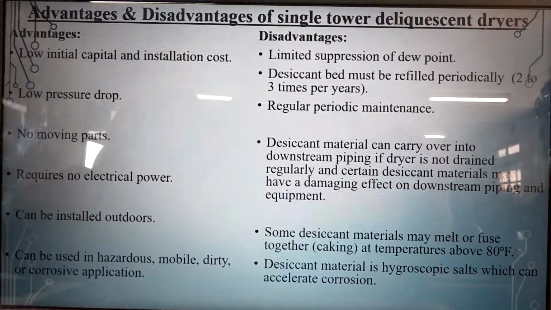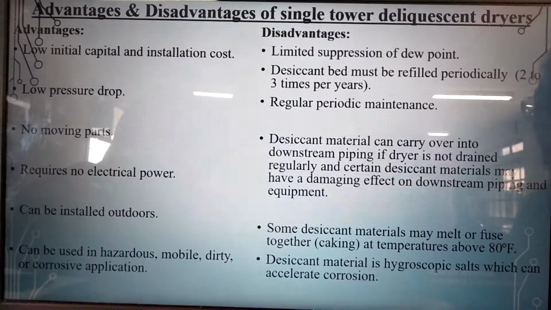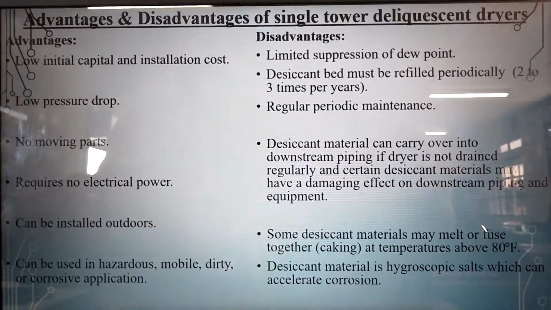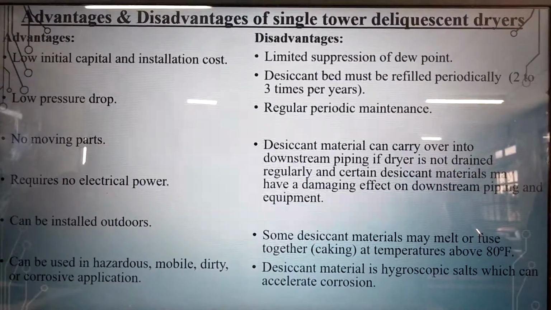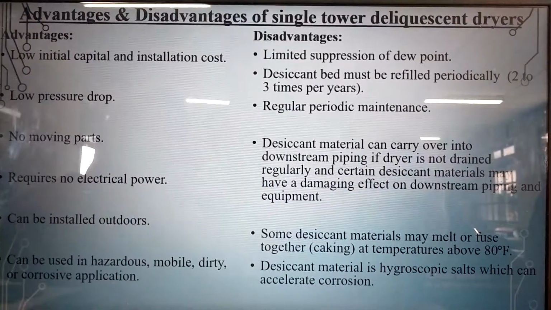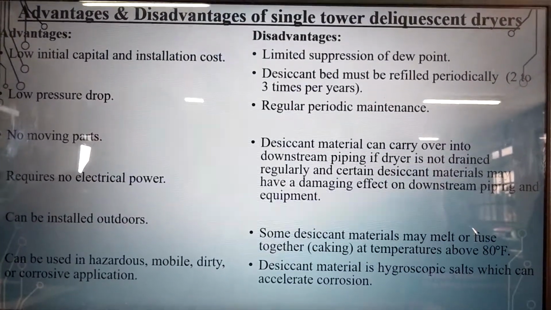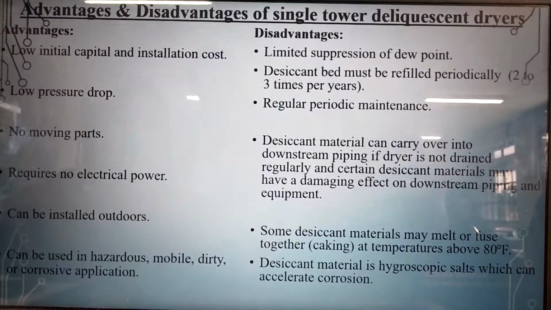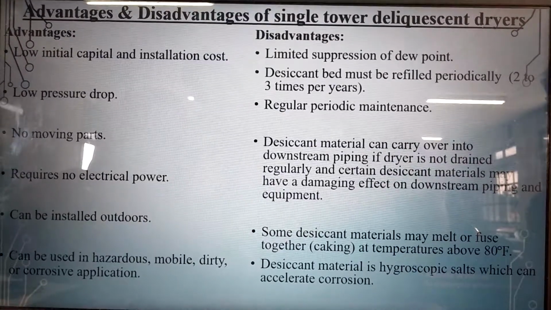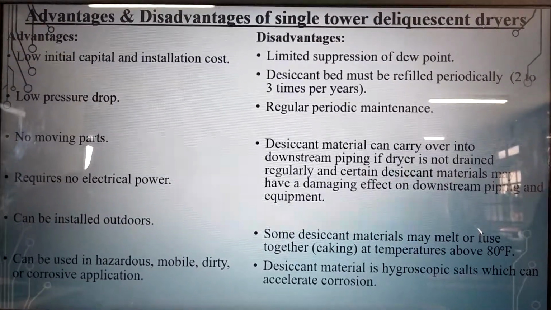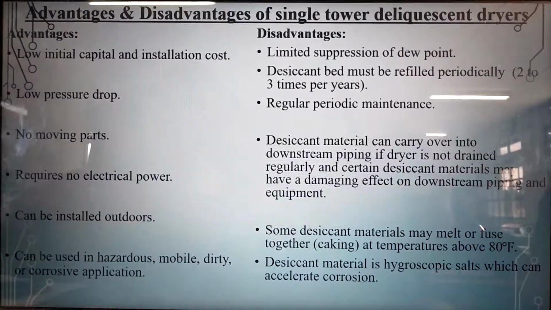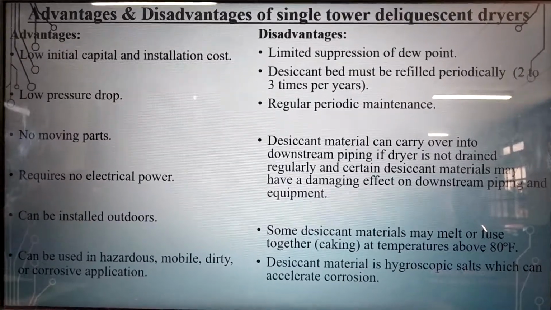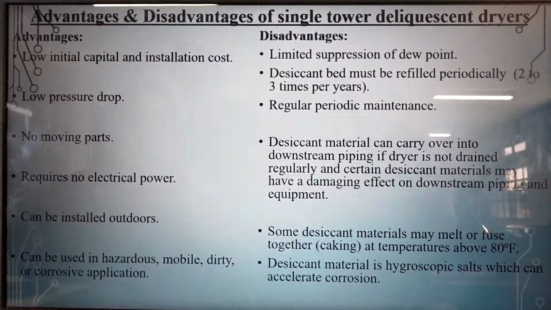While for the disadvantages: limited suppression of dew point; the desiccant bag must be refilled periodically, 2 to 3 times per year; regular periodic maintenance; desiccant material can carry over into downstream piping if the dryer is not drained regularly, and certain desiccant materials may have a damaging effect on downstream piping and equipment. Some desiccant materials melt or fuse together, caking, at temperatures above 80 degrees Fahrenheit. Desiccant material is hygroscopic salts, which can accelerate corrosion.